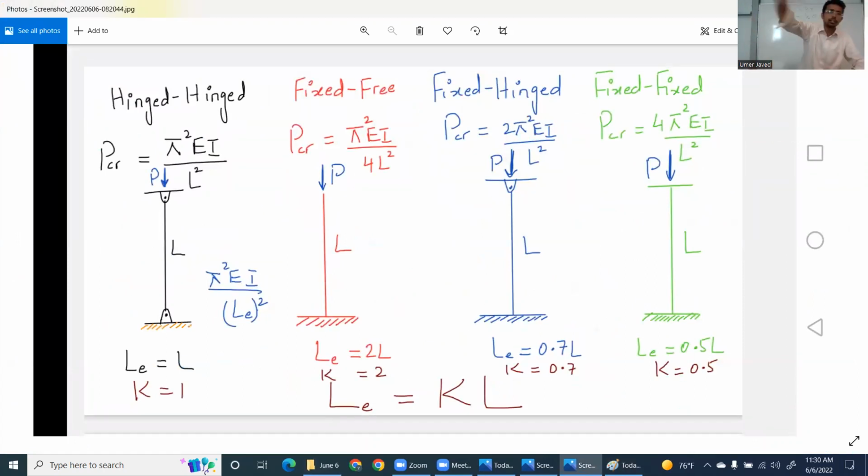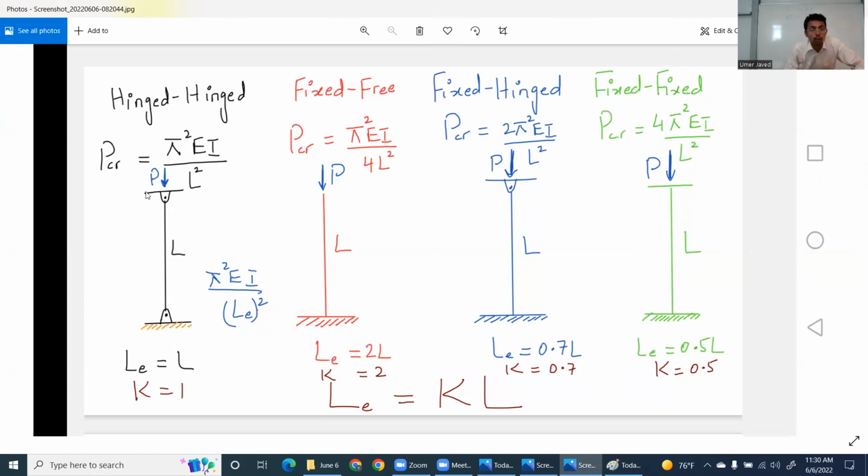For the 434 guys, we went through these crazy derivations. Now we will have 4 cases. In all the 4 cases, I will have an object and I will be able to apply load on it. First case will be hinged.